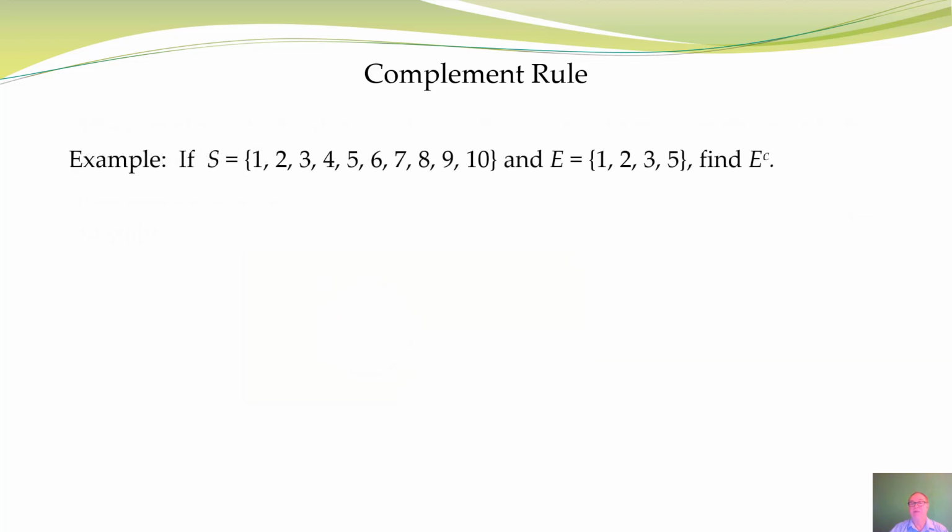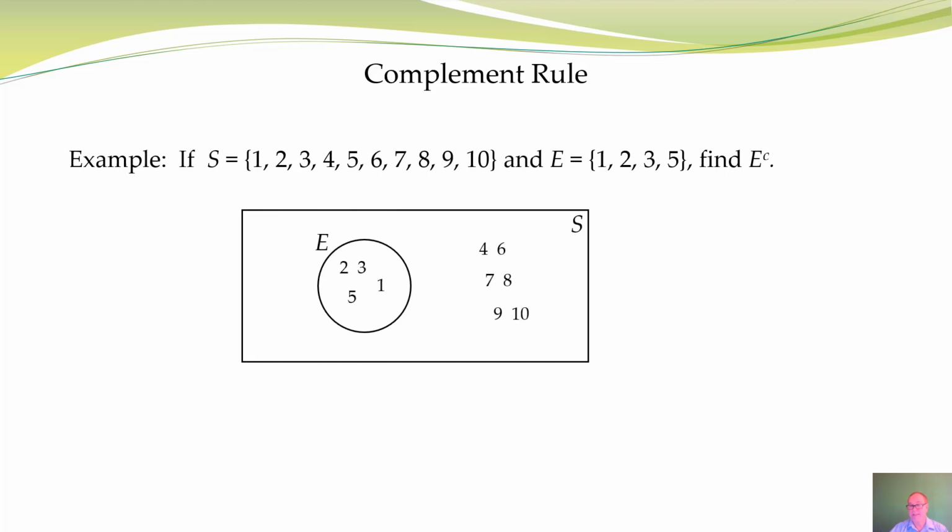An example: if the sample space is the set of 1 through 10 and E is the set of 1, 2, 3, 5, find the complement of E. Well, if I drew this, this is what the Venn diagram would look like. Now, what's outside of E but in the sample space? It looks like it's 4, 6, 7, 8, 9, 10. So the complement of E would be the set of 4, 6, 7, 8, 9, 10.